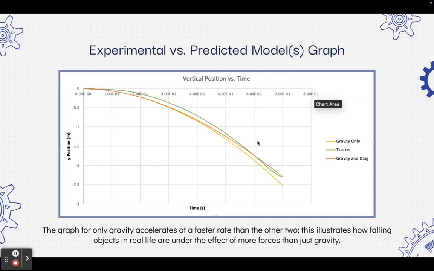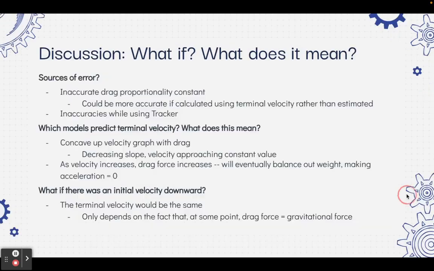So here we have all three graphs, and we can see how the graph for only gravity accelerates at a faster rate than the other two, which illustrates how falling objects in real life are under the effect of more forces than just gravity. The tracker and gravity and drag are more accurate, especially towards the end. So some sources of error might include the inaccurate drag proportionality constant. It could be more accurate if we calculate it using the terminal velocity and the full formula rather than just estimating it. Also, there could be inaccuracies while using the tracker. If we used a longer video with more points, it would be more accurate.